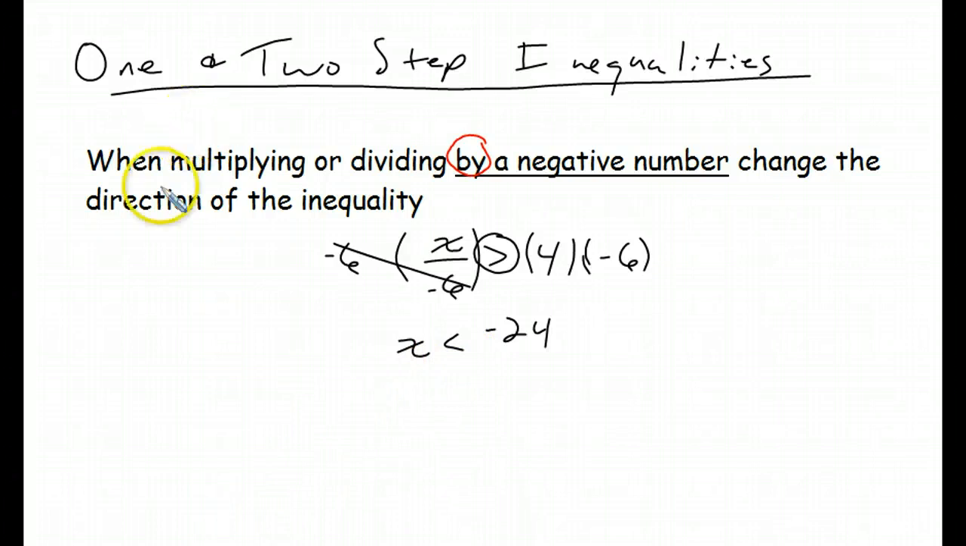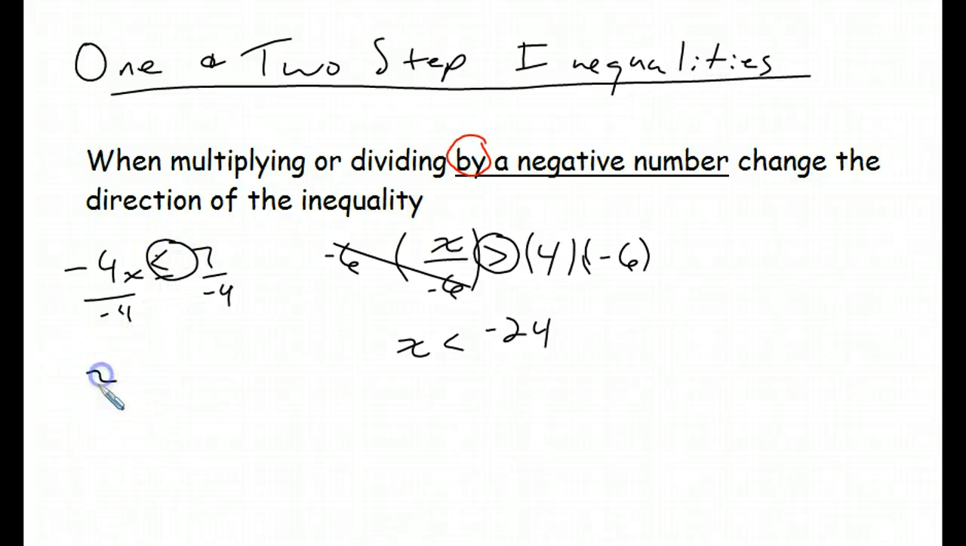Another case when you might see this is when you would have something like -4x is, I don't know, less than or equal to, let's say, 7. I would need to divide both sides by -4. So since I divided by a negative, I'm going to change the direction of the sign so that x will be greater than or equal to negative 7 over 4. Don't believe me? Well, let's check this case.